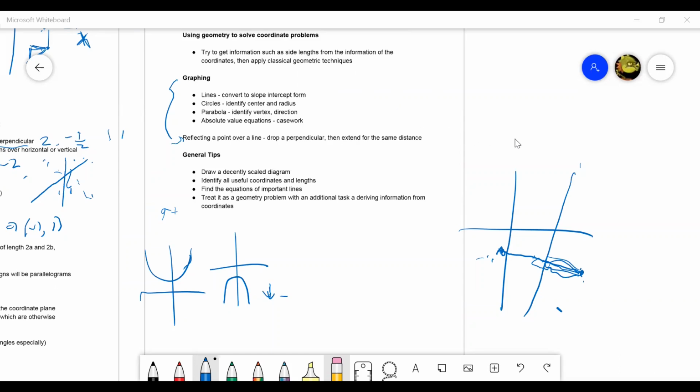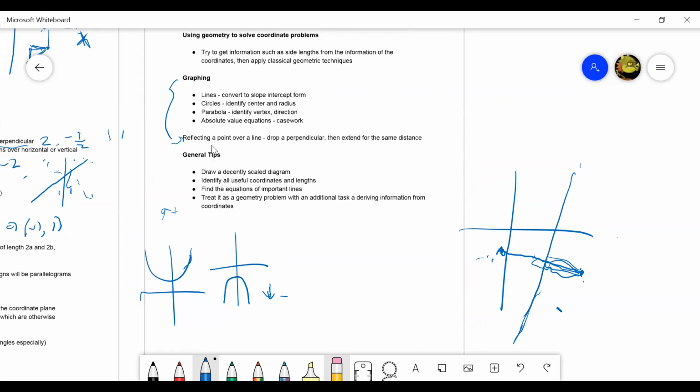All right, and I do want to mention, if you are reflecting lines over lines, it's kind of the same thing. It's like you're reflecting every single point over the other line. So yeah, that's really it for that.